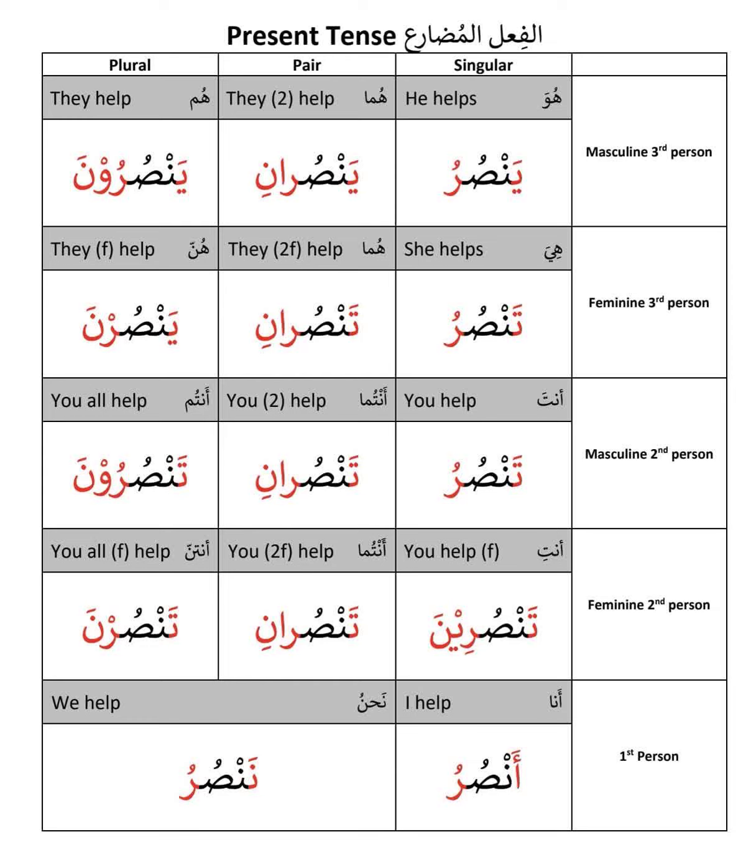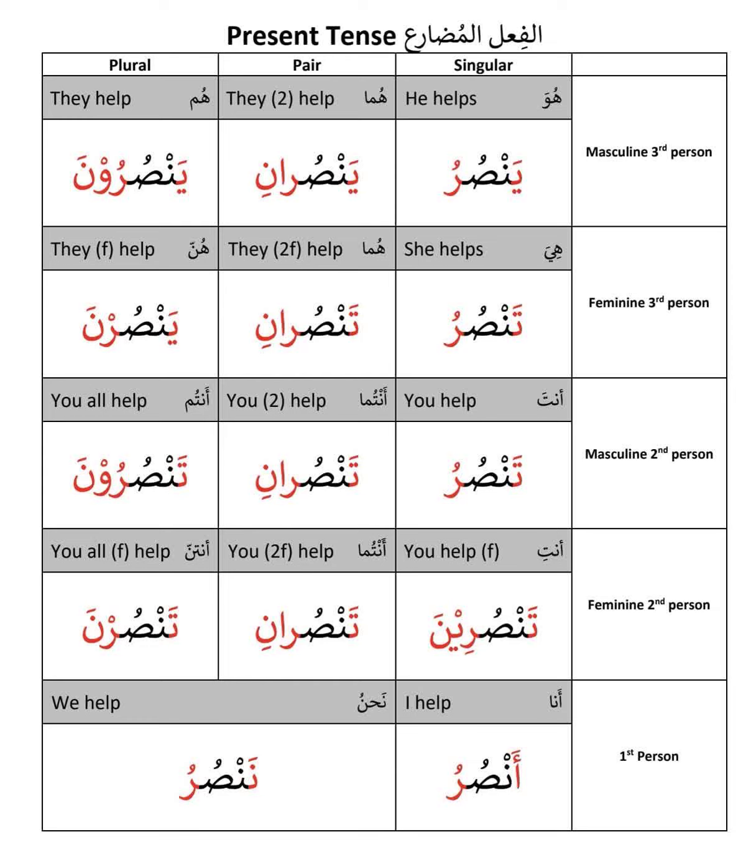So one last time I will say it, so it will make it easy to memorize. Huwa yansuru, huma yansurani, hum yansuruna, hiya tansuru, huma tansurani, hunna yansurna, anta tansuru, antuma tansurani, antum tansuruna, anti tansurina, antuma tansurani, antunna tansurna, ana ansuru, nahnu nansuru. So say this 5-10 times. Look at this and say it 10 times.